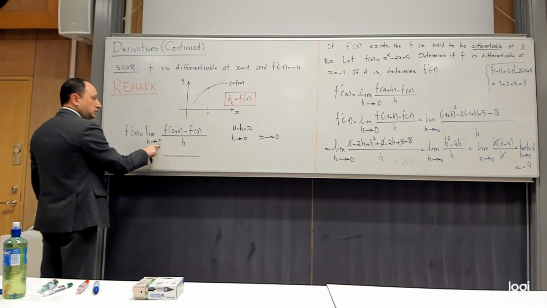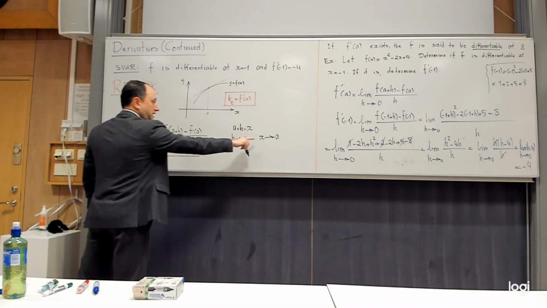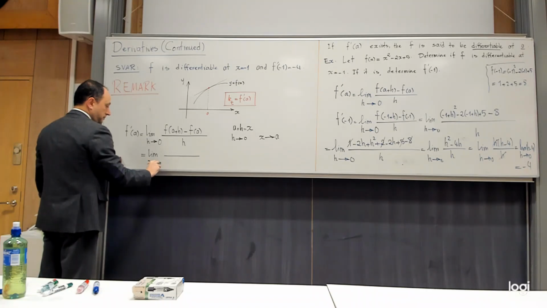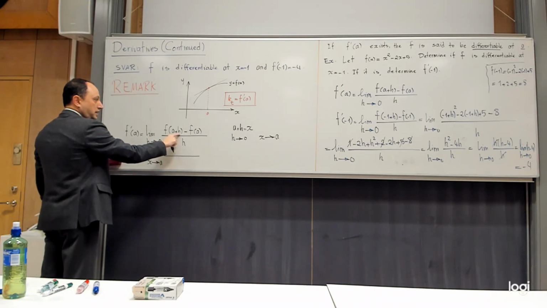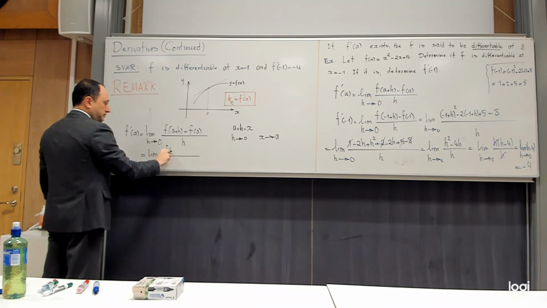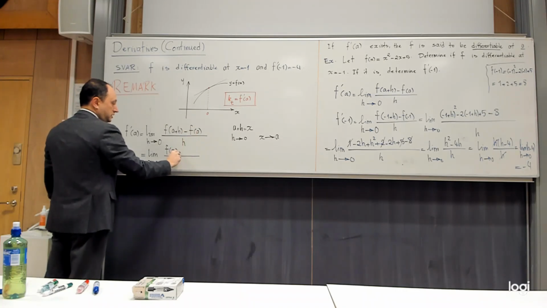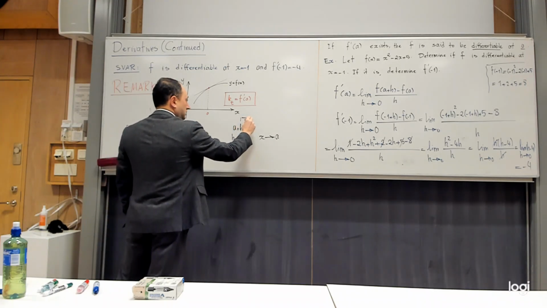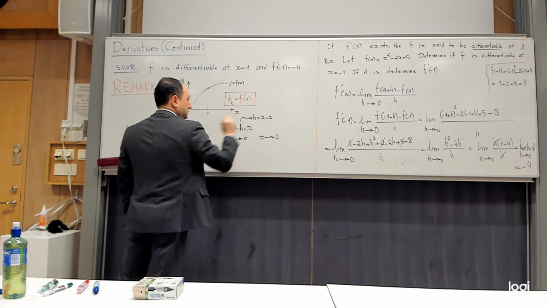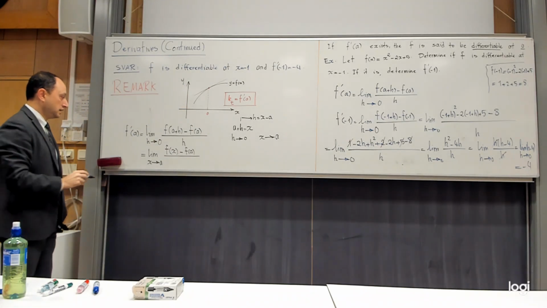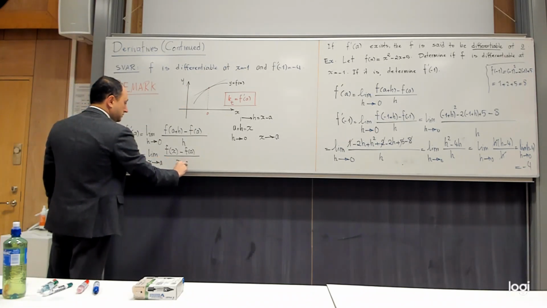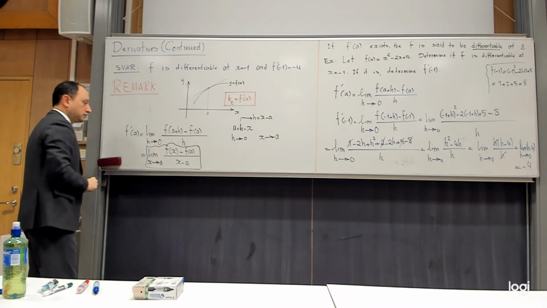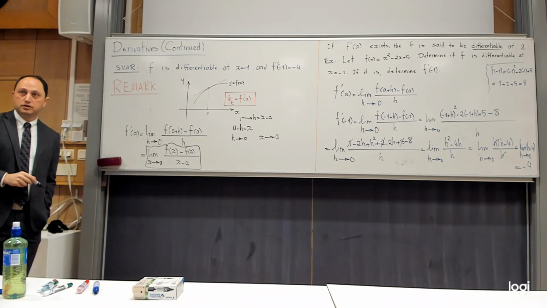H goes to 0 is equivalent to saying that x goes to a. So here I would write x goes to a. Instead of a plus h, I put x. Of course, a is a constant. I don't need to change anything here. But instead of h, I write x minus a if I move a to the other side. So this becomes another alternative formula, which is also very, very common in the context of derivatives. You also have it in the formula sheet, okay?